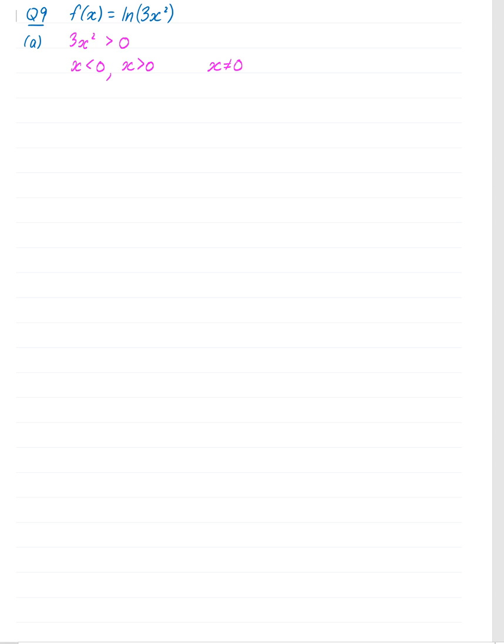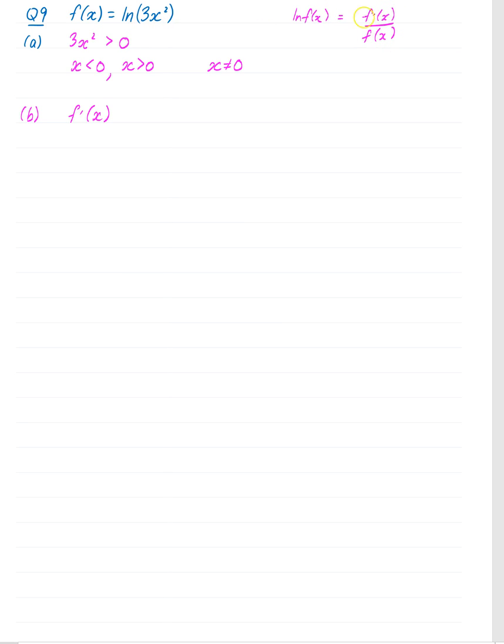We now want to draw sign diagrams for f dashed of x and the second derivative as well. So let's have a go at that. So f dashed of x, recall that to differentiate ln of a function, it's f dashed of x over f of x. Okay, so if I've got ln of a function like so, that is my derivative.